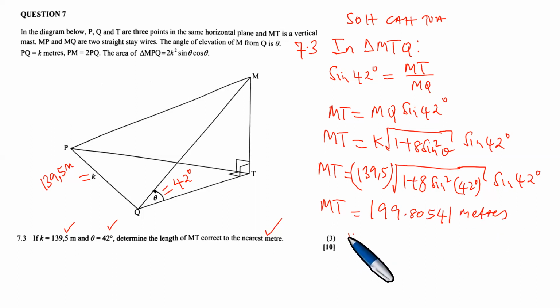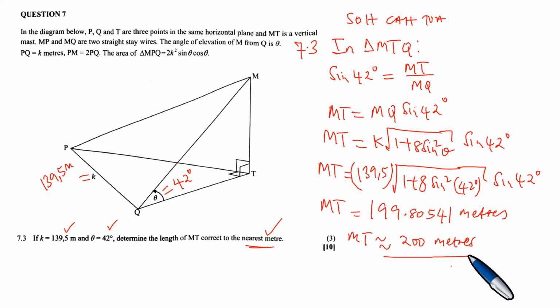To the nearest meter, which is what the examiner wants, it means MT is approximately 200 meters. 200 meters, and we are done. And this is the result. So we have been able to determine the length of MT to the nearest meter.